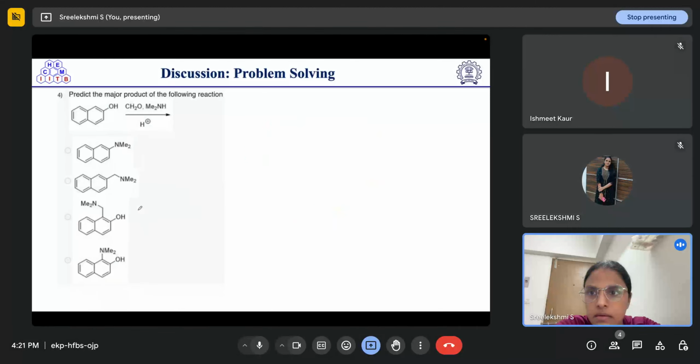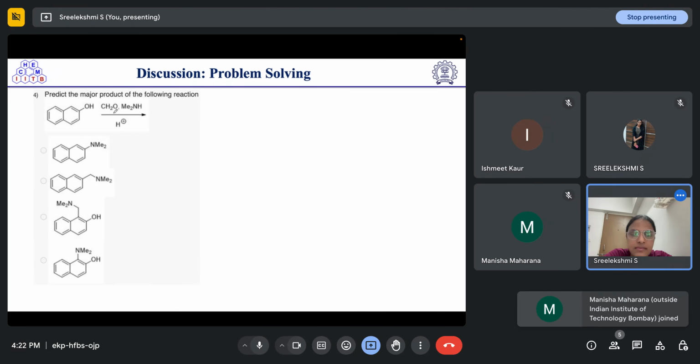Now moving to the next question. Predict the major product of the following reaction. This is also a similar reaction, and we have seen all this in the lecture videos as well. So this biphenyl derivative in presence of formaldehyde and dimethylamine, which is a secondary amine, and in presence of an acid. Out of these four, which will be the major product? Anyone can answer as well. First, you can try to identify which reaction it is. If you are interacting, it will be helpful to you as well as me.